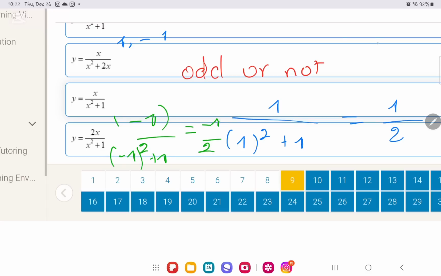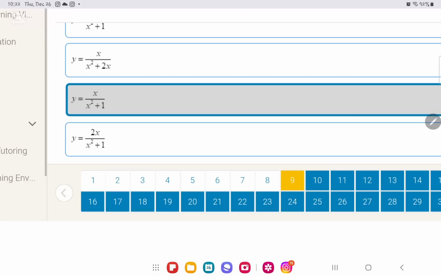So look, the same exact numbers, 1 over 2, but different signs. This is plus, this is minus. So that means it's definitely odd.